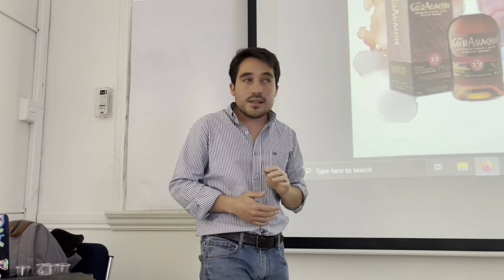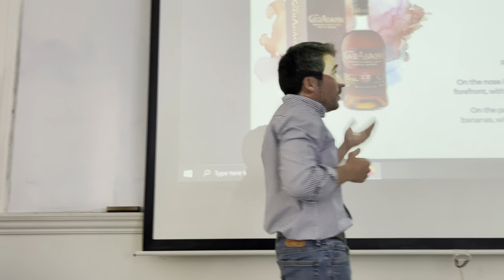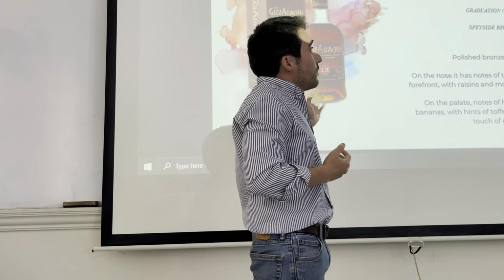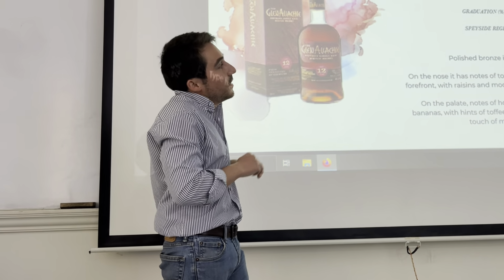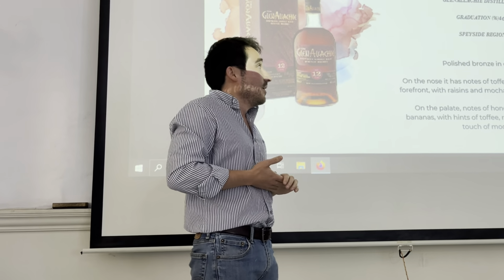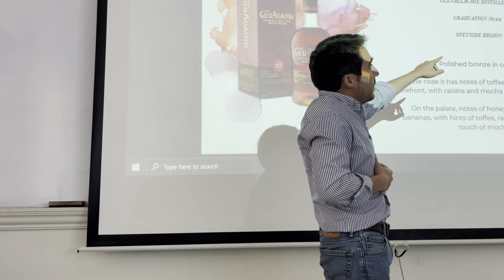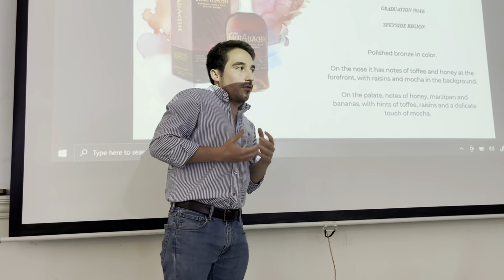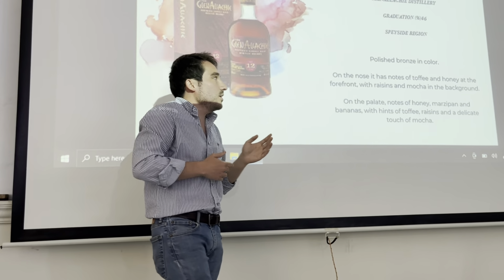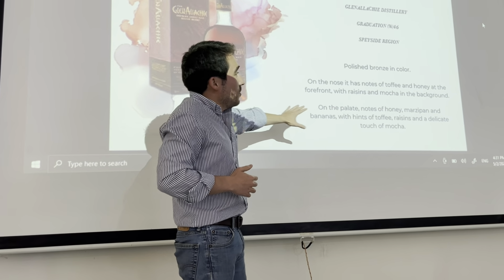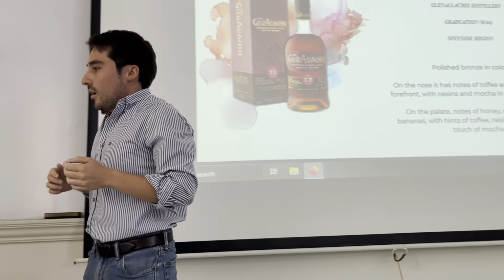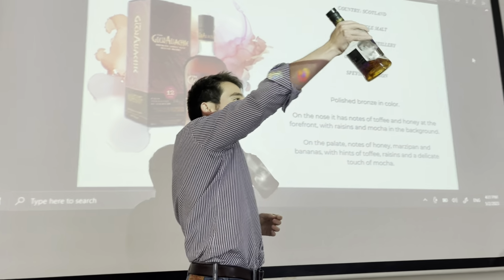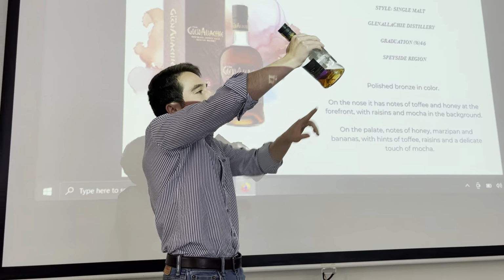Some characteristics that this whiskey has: it is from Scotland, it is a single malt, and it is from the distillery Glenallachie. I don't know exactly how to pronounce it. It has a 46-degree alcohol by volume. And the important part for me as a gastronomy student is the color, this small part here. As you can see, I don't know if everybody can see the whiskey, it has a polished brown color.